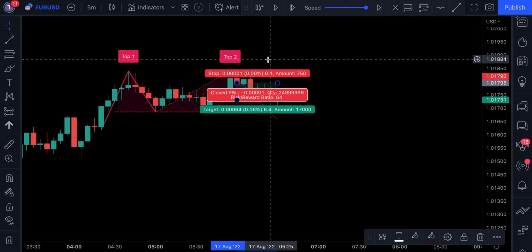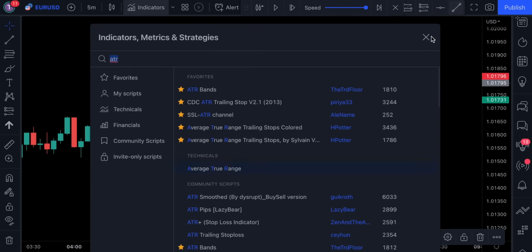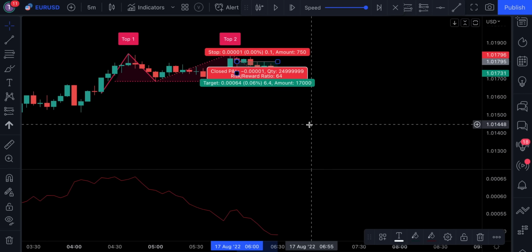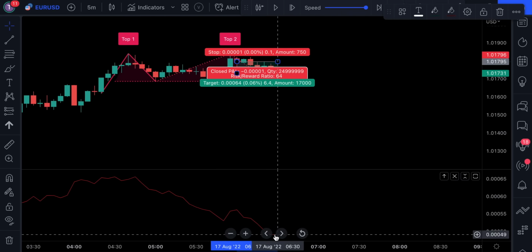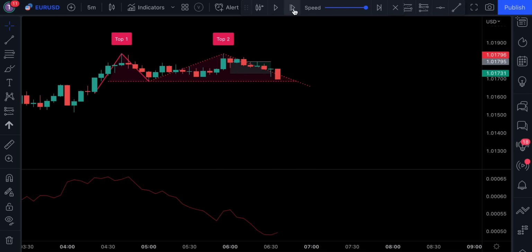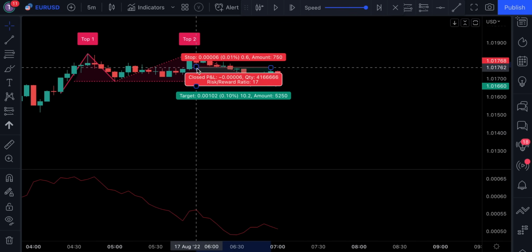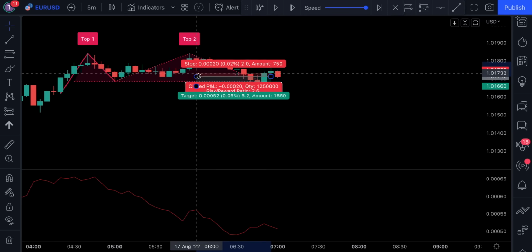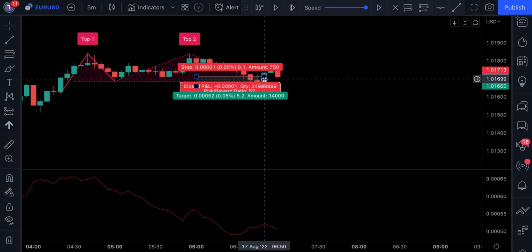And now we need to add an indicator called ATR. And check its value. So the ATR value is roughly 0.00050. This means that our trailing stop loss will be set at the distance of 50 pips. Sometimes our profits aren't that big, but they all add up at the end of the day.